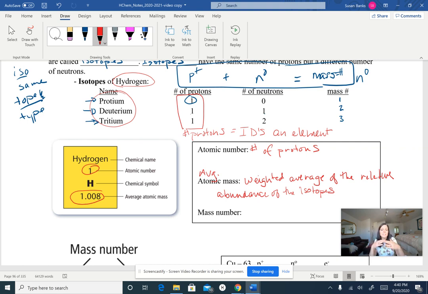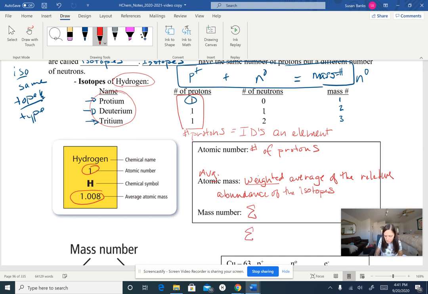So by that, I mean a weighted average. I have to take into account the relative abundance of the type of isotope that I have and make sure that isotope is counted in proportion to how it actually shows up in the world or the universe. Okay? Mass number is the sum of, so I'm going to use the Greek symbol.